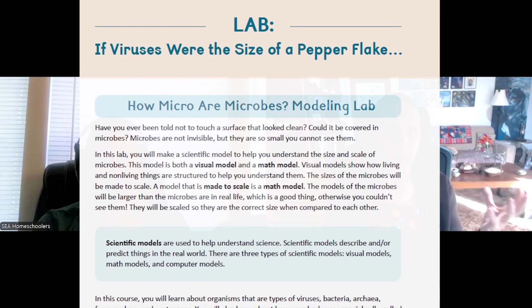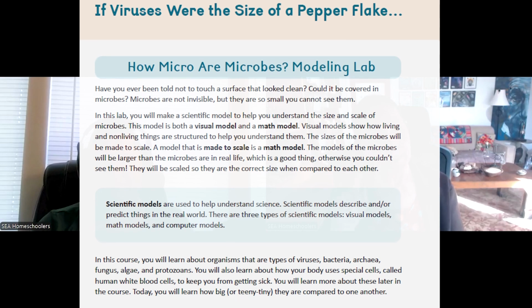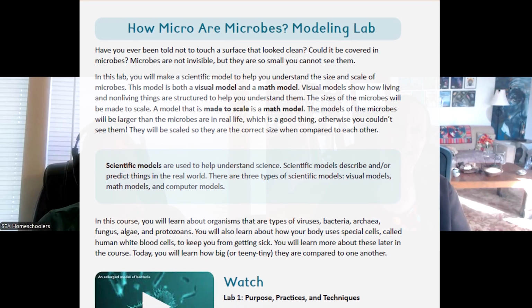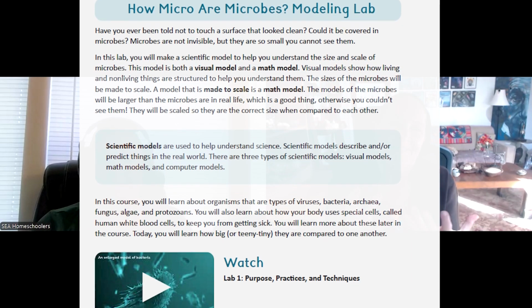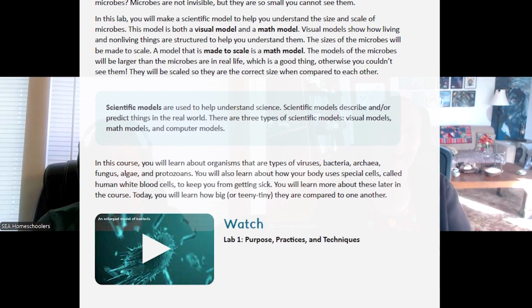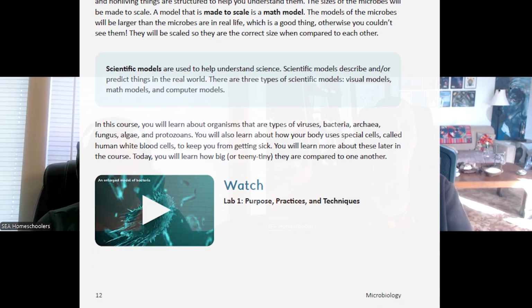So every chapter has a lab or activity. I had to get pretty creative on some of them. For example, I mean, you're at home. How are you going to find these microbes? But we managed. There's some modeling.